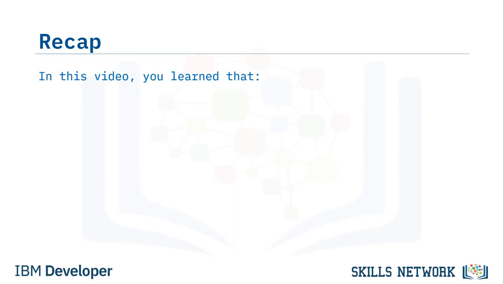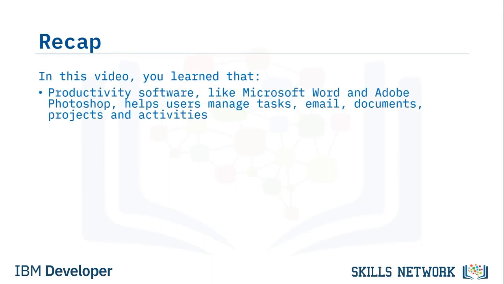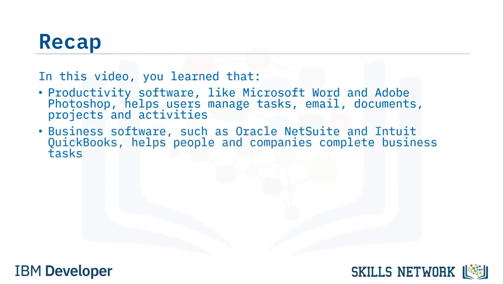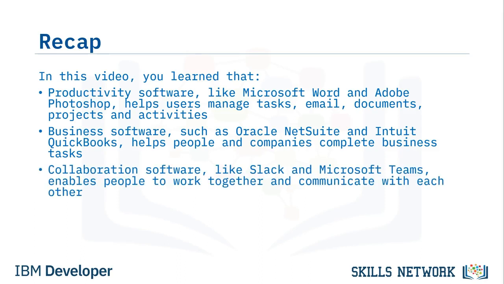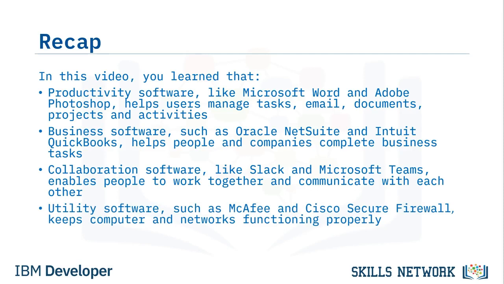In this video, you learned that productivity software like Microsoft Word and Adobe Photoshop helps users manage tasks, email, documents, projects, and activities. Business software such as Oracle NetSuite and Intuit QuickBooks helps people and companies complete business tasks. Collaboration software like Slack and Microsoft Teams enables people to work together and communicate with each other. And utility software, such as McAfee and Cisco Secure Firewall, keeps computers and networks functioning properly.